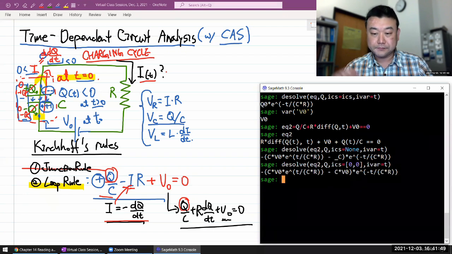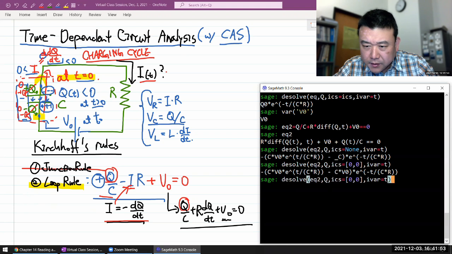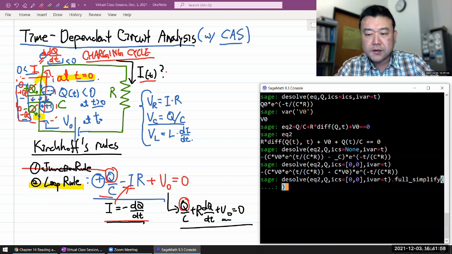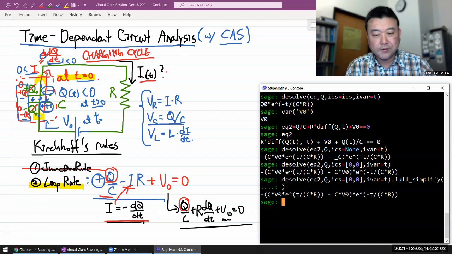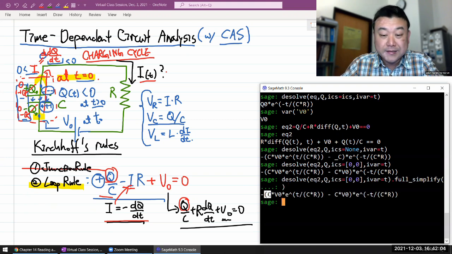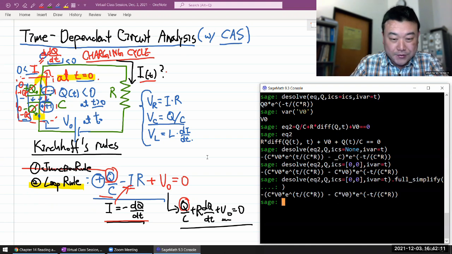So there it is. And I think this can be simplified a little bit. So let me do a full simplify. I think that'll factor out some things. Never mind, it doesn't. What it should factor out are these C times V naught, C times V naught. They should be factored out. So let me write down the factored version of that.